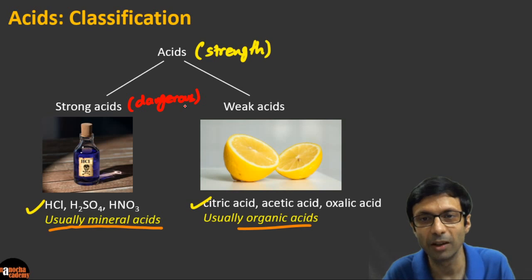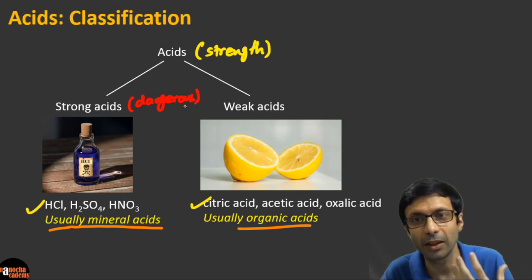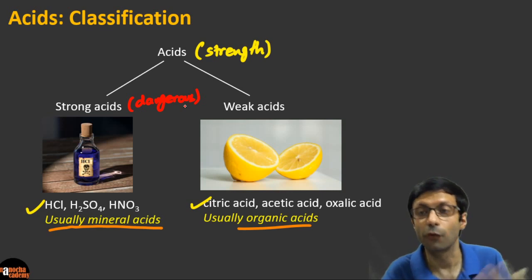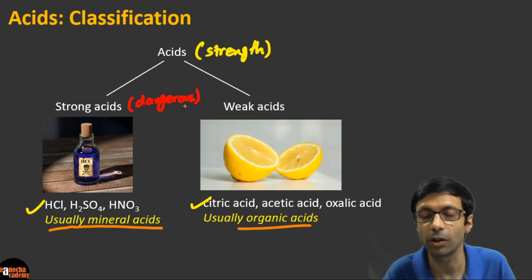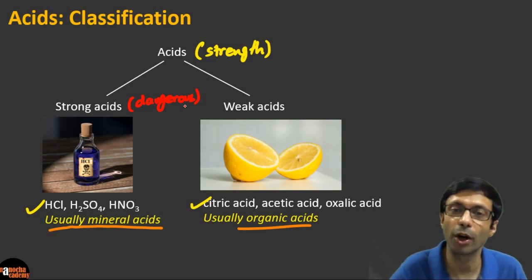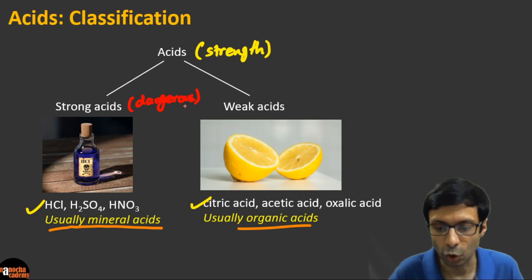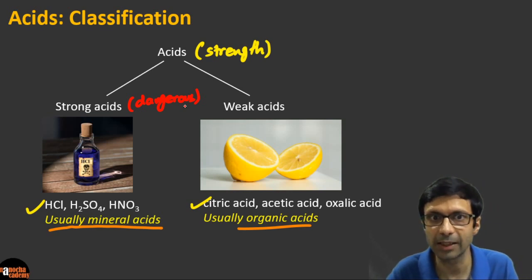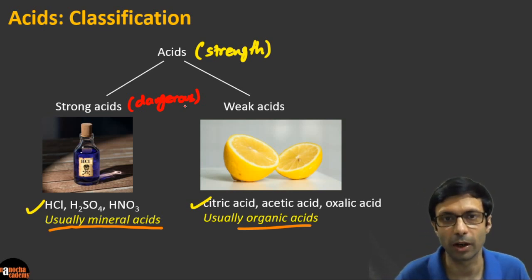So when you eat a lemon, you're eating the citric acid, right? Or when you're having vinegar, you're having the acetic acid. Of course, you shouldn't have too much of it, because then you're taking in a lot of acid, but it is weak in nature. And our body can take it, we digest it. So usually the organic acids are weak acids and mineral acids are strong acids.